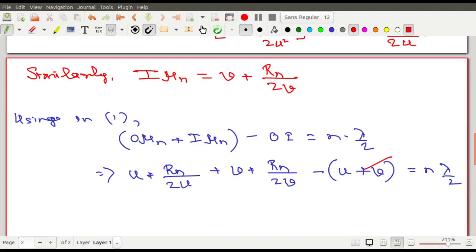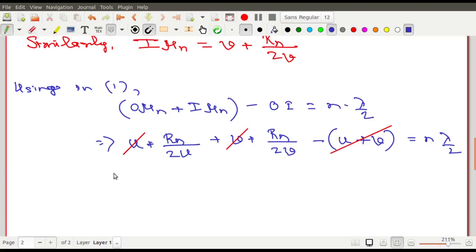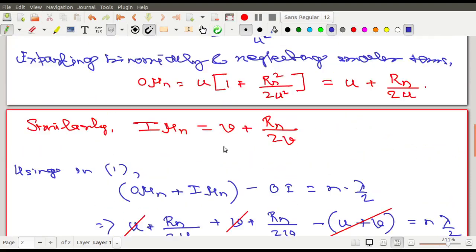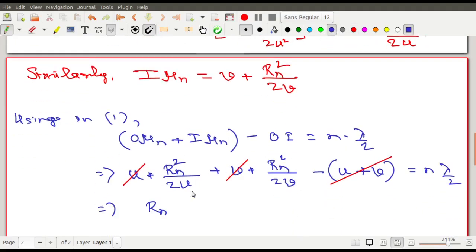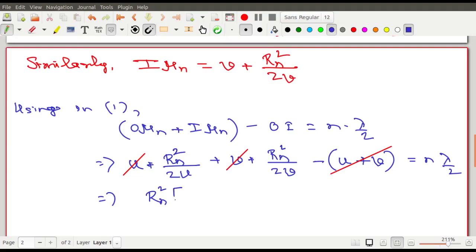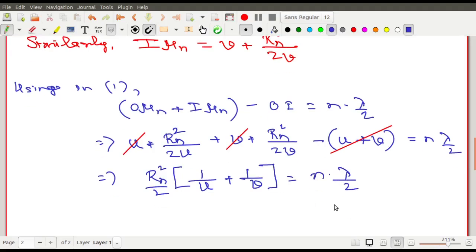So safely this U plus V gets cancelled with this U plus V because of opposite sign. And if I take Rn squared common by 2, it is 1 by U plus 1 by V. You see that this turns out to be the general formula of a convex lens and real image.